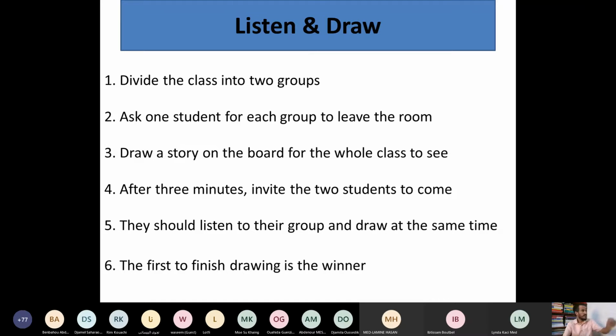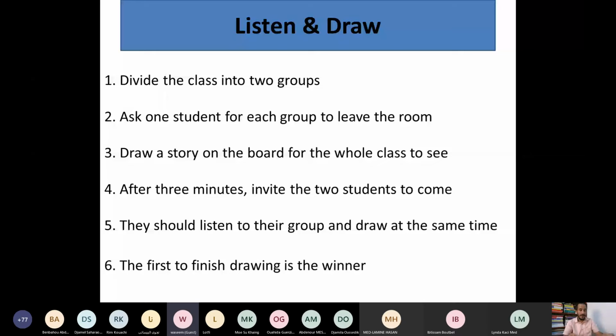Good. For example, I'm going to draw a boat and there is a boy who is going to fish, a big fish. So I'm going to say like this. One day there was a boy sailing on a boat, a small boat, and the boy was fishing and he got a huge fish, and they stop. That's it. Now, after 3 minutes, number four, I invite the two students to come.